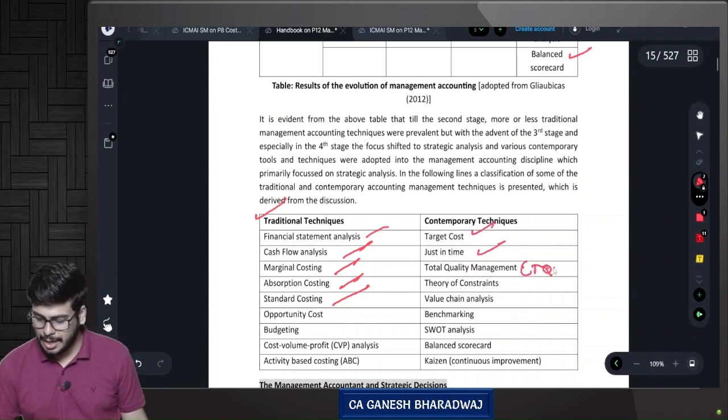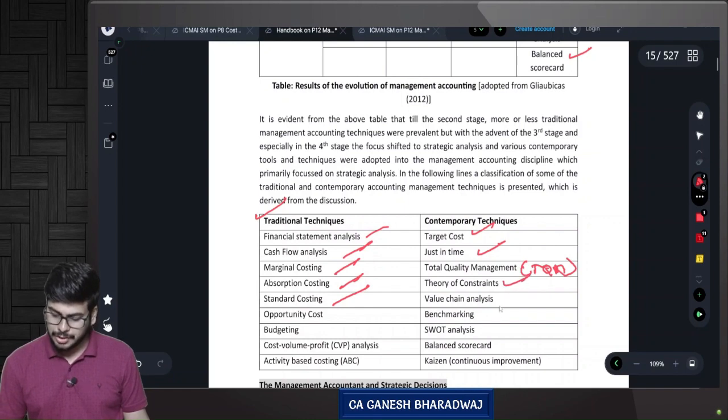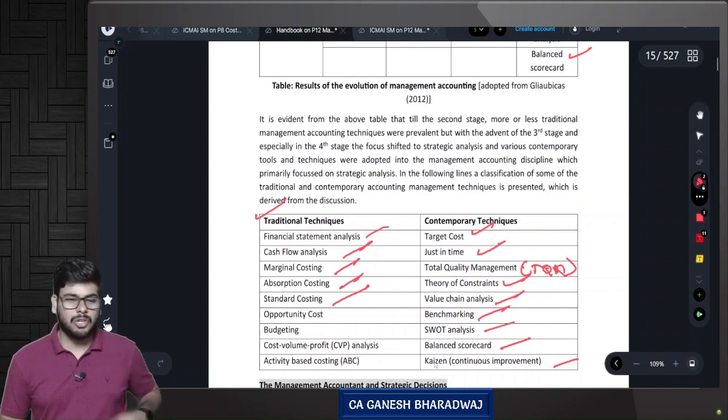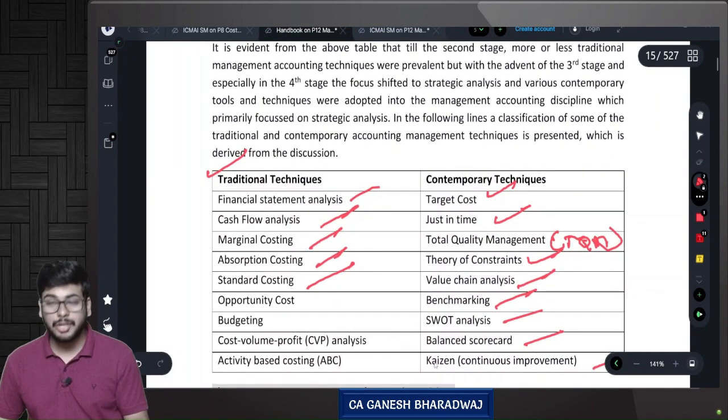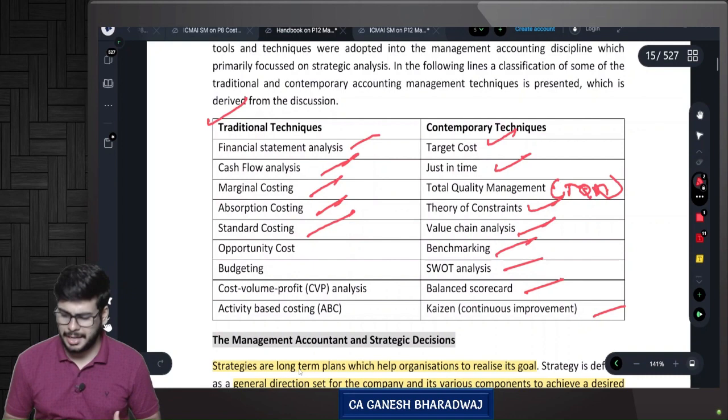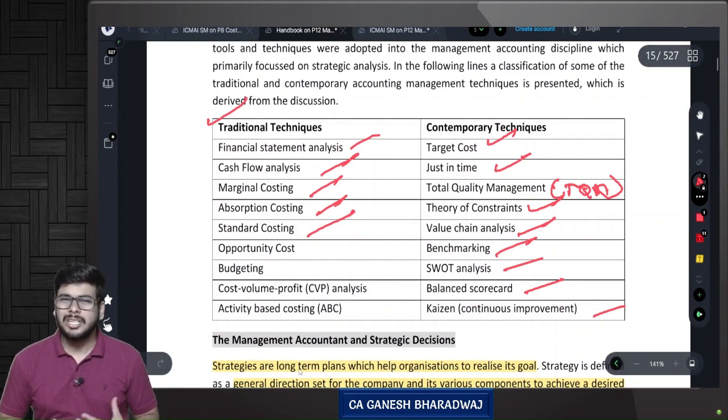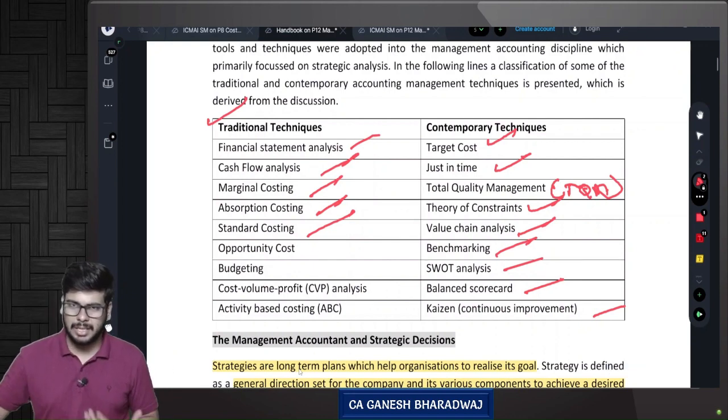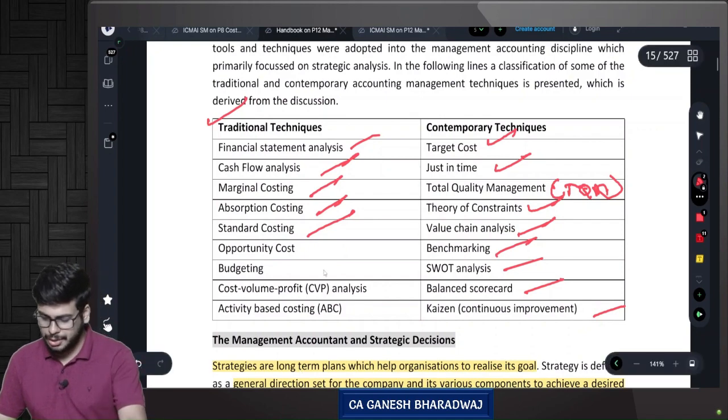It's called TQM, theory of constraints, value chain analysis, benchmarking, SWOT analysis, balanced scorecard, and Kaizen costing. So all these things are now a part of the new evolution of management accounting. So what are all these things? We will see. That is what the subject is all about. Are you clear with this?